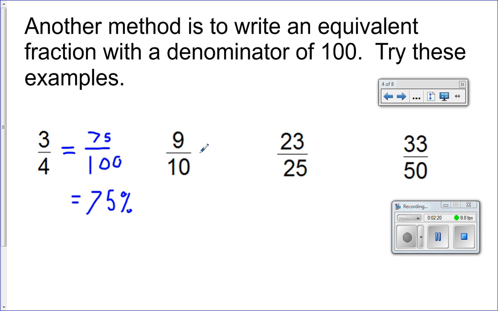Looking at our second example, 9 over 10, well, we can easily make that the fraction of 100. Okay, we're multiplying by 10, basically just adding another 0 on to the end. So of course on top we have to multiply by 10. That gives us 90 over 100. Of course 90 over 100 equals 90%.